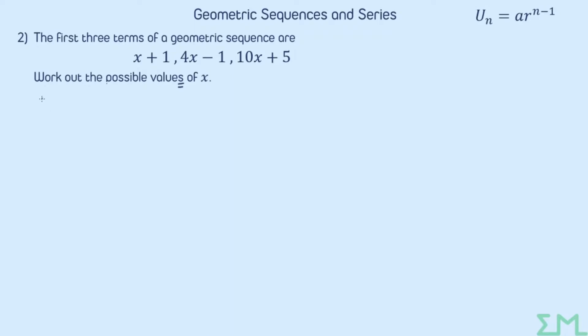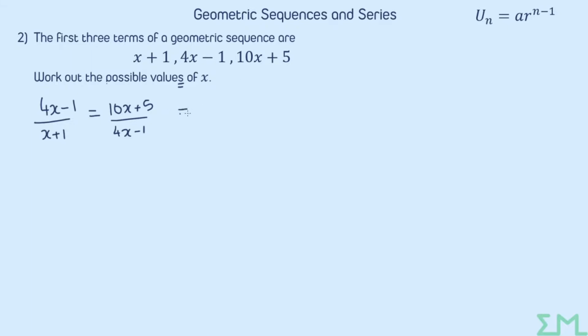So the equation we can set up is 4x minus 1, so that's the second term, divided by x plus 1. That must be equal to 10x plus 5 divided by 4x minus 1. So the common ratio that takes us from the first to the second term must be equal to the ratio that takes us from the second to the third term.